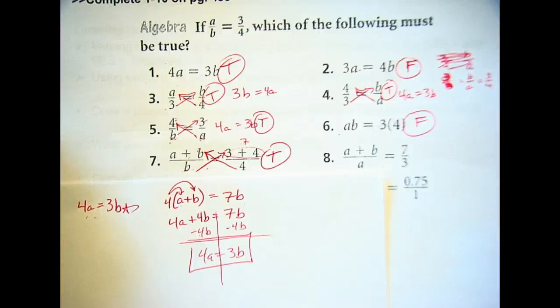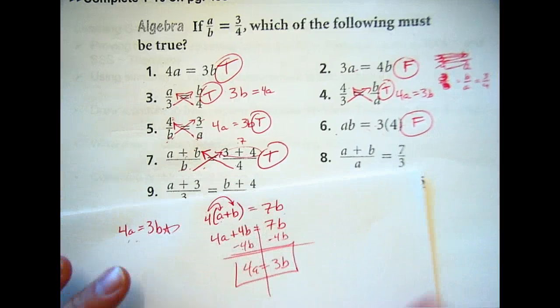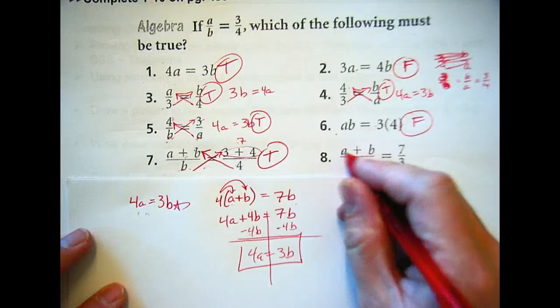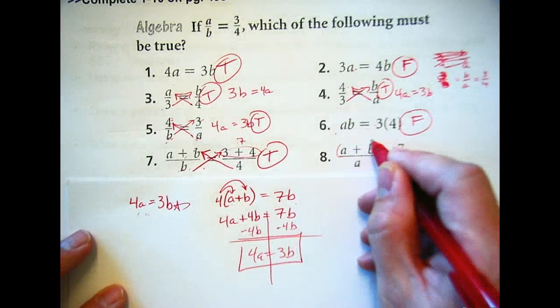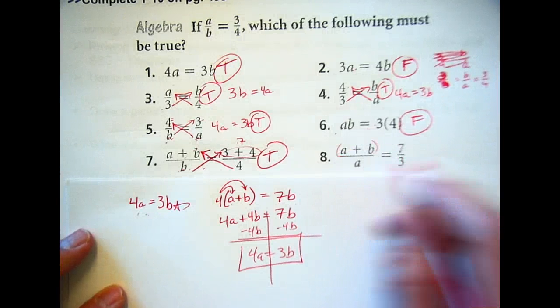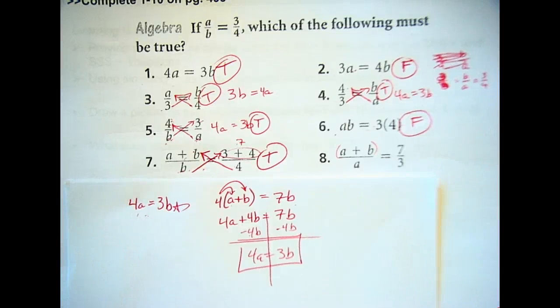A little more complex. Try number 8. Give it a shot. Remember, you cannot cancel these A's. You have to cancel the whole top. There'd have to be an A plus B on the bottom in order to do that.